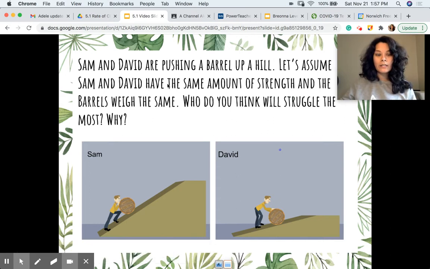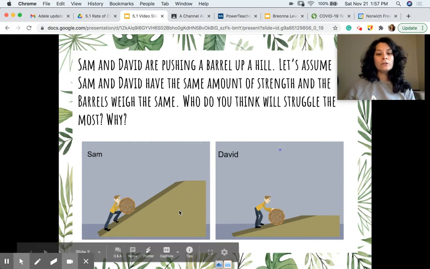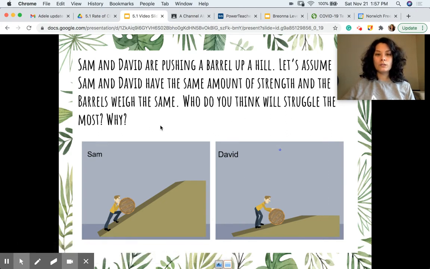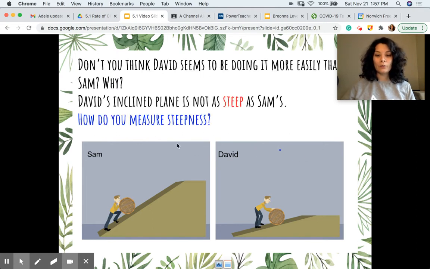Let's start by taking a look at this example here before we dive into the real meat and potatoes of this lesson. We've got these two individuals, Sam and David. They're pushing a barrel up a hill. For this particular example, let's also assume that they have the same amount of strength, and that the barrels weigh the same. Who do you think is going to struggle the most and why? I encourage you to pause the video and think about it for a second. And hopefully you've given this question some thought.